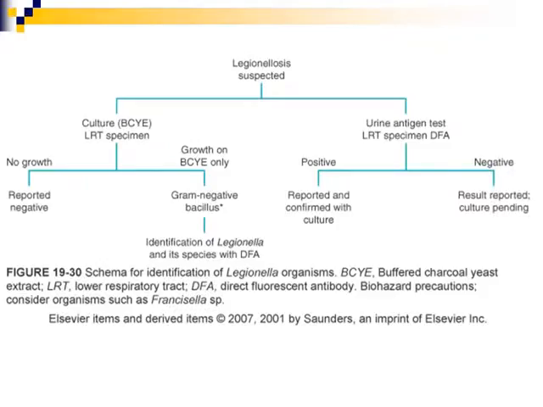Now here's a flow chart for the Legionella organisms. If legionellosis is suspected, you would want to culture your specimen on your BCYE. You likely would also use blood agar, because classically it would not grow on the blood agar, but it would grow on the BCYE. And usually it's going to take about 3 to 5 days.